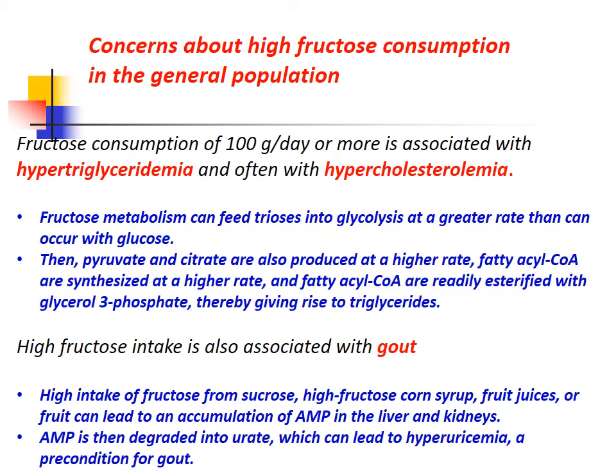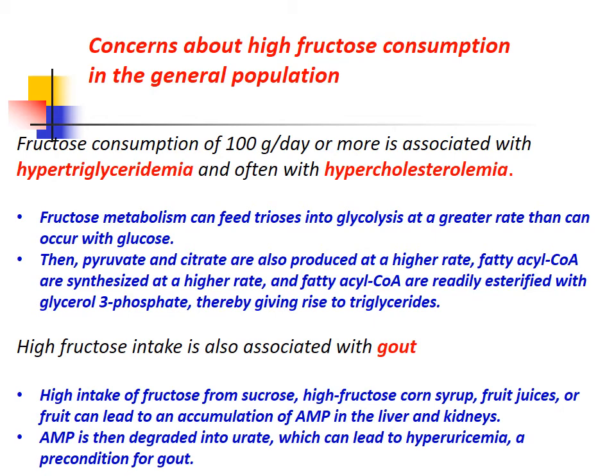Concerns about high fructose consumption in the general population. Fructose consumption of 100 gram per day or more is associated with hypertriglyceridemia and often with hypercholesterolemia. Fructose metabolism can feed trioses into glycolysis at a greater rate than can occur with glucose. Then pyruvate and citrate are also produced at a high rate. Fatty acyl-CoA are synthesized at a high rate, and fatty acyl-CoA are readily esterified with glycerol 3-phosphate, thereby giving rise to triglycerides. High fructose intake is also associated with gout.